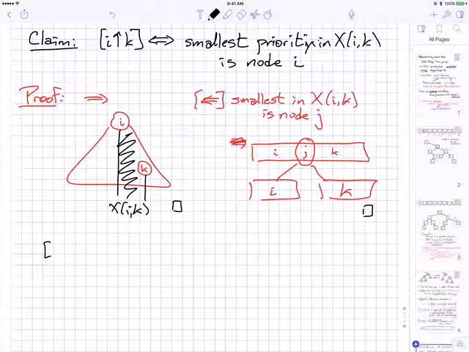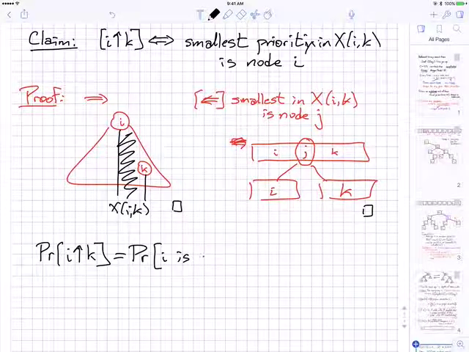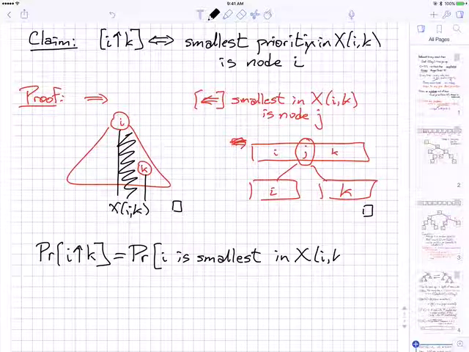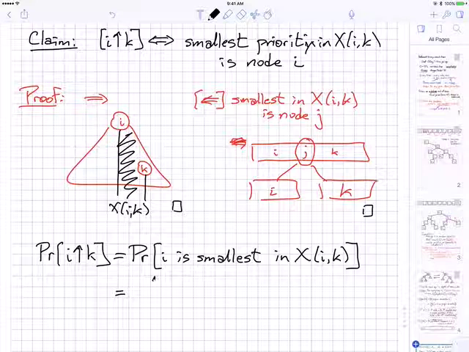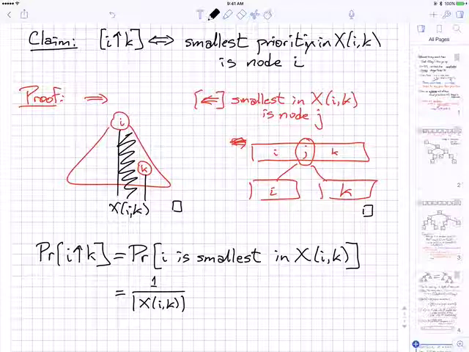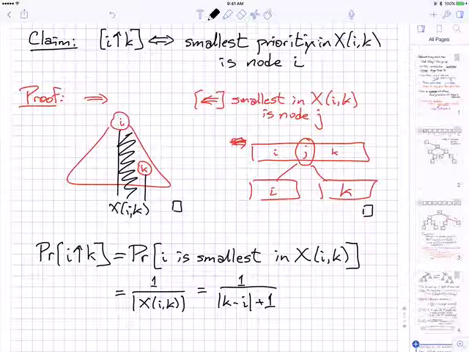Let me say this as a probability. The probability that i is above k is the probability that i has the smallest priority in this set X_ik. What is that probability? 1 over the size of X_ik, because every item in that set is equally likely to be the one that has the smallest priority, which is 1 over the absolute value of k minus i, plus 1, if you're watching carefully.